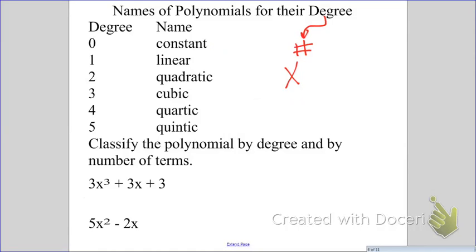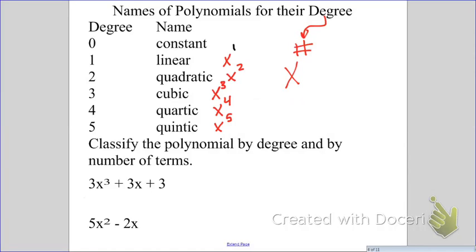But if you had something with just an x, its exponent usually isn't written, but it is a 1, so it is called linear. If you have a polynomial with x squared, power 2, it's a quadratic. If you have x to the power of 3, that's cubic. X to the power of 4 is quartic. And x to the power of 5 is quintic.